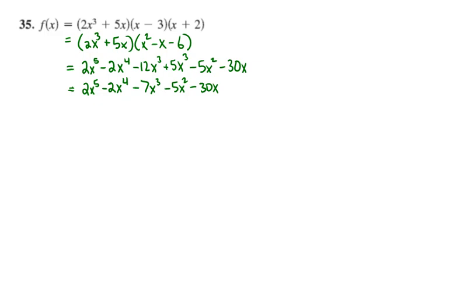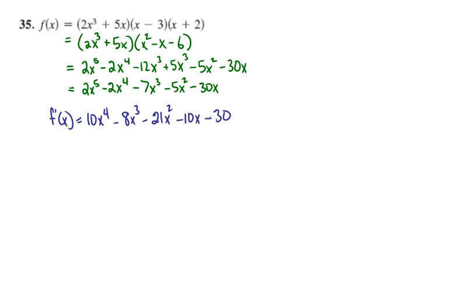From there we'll find the derivative fairly easily. And we get 10x to the 4th power minus 8x to the 3rd power minus 21x squared minus 10x and minus 30. So that doesn't look like something that's very easy to factor and simplify. So I'm just going to leave that the way that it is there.